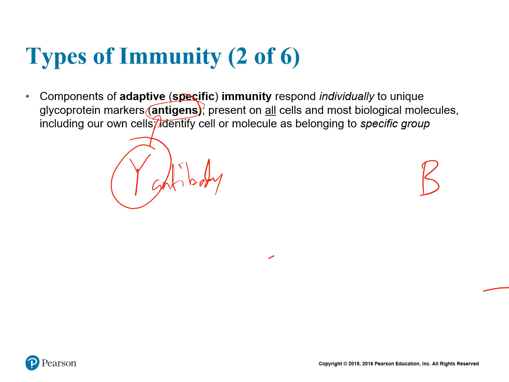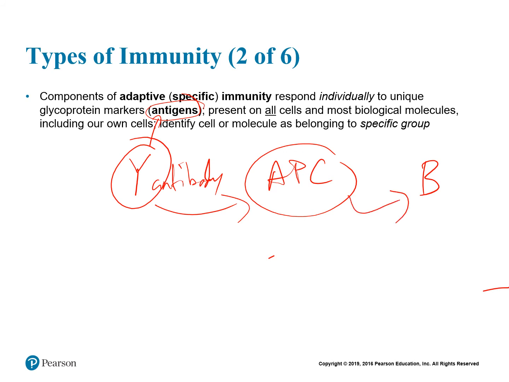So if this goes in there, boop, it's going to get basically phagocytized, so it's going to be brought in. Then it's going to make an antigen presenting cell. That antigen presenting cell is going to activate B cells.